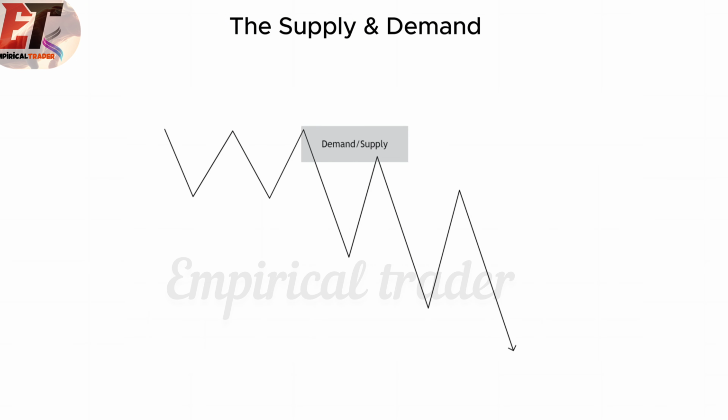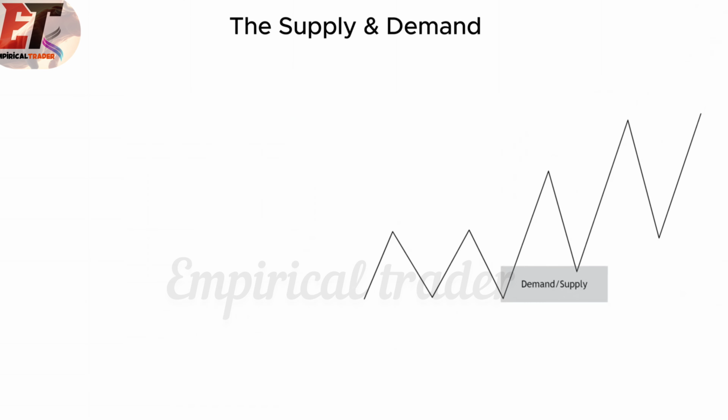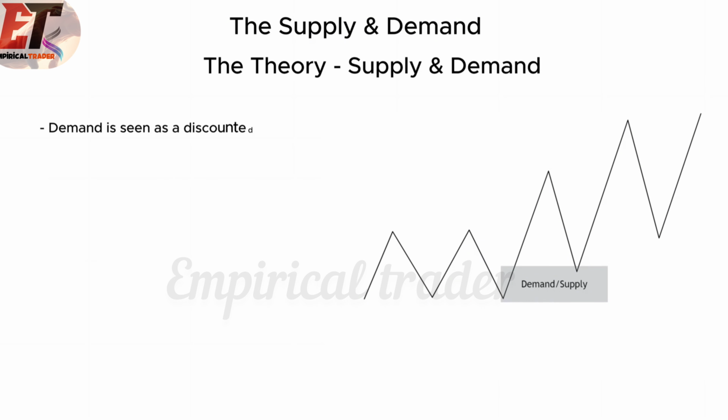A supply is met in a downtrend market. So if the market is constantly going down, we would want to identify consolidation areas before large price pushes to the downside. And this is where our supply zone is going to be met. But why is this concept so important? Well, there is a theory behind supply and demand, but it's very simple and logical to understand.